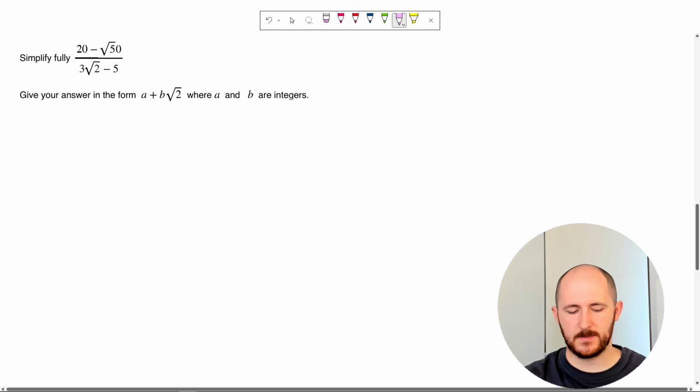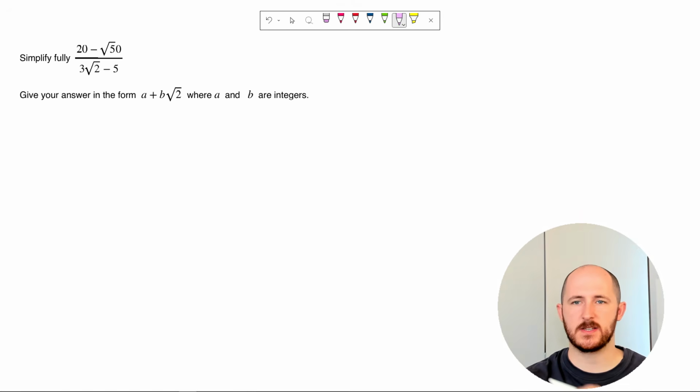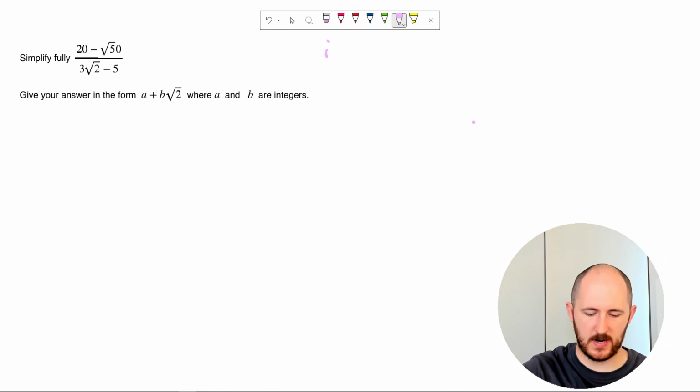So if I were to type some of the questions in A-level into a calculator, it just gives me a decimal, which is of course not correct. Now, what's the first step? Well, step one always is you try and simplify if you can, because that keeps the numbers nice and small.